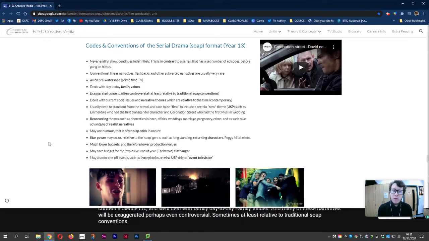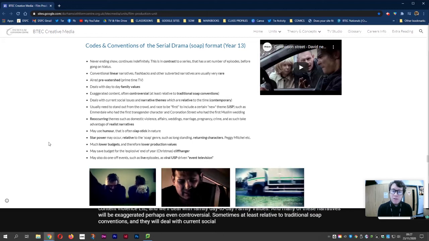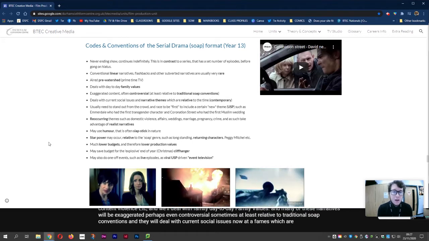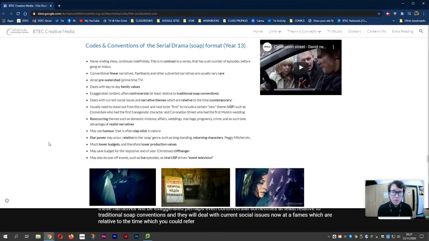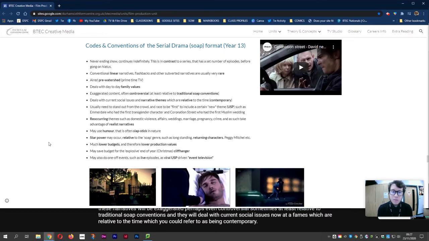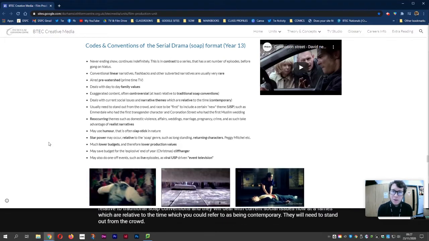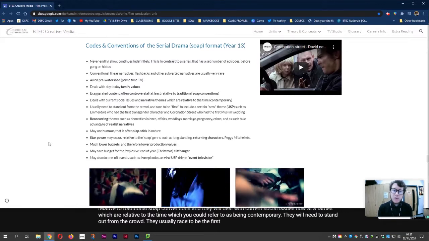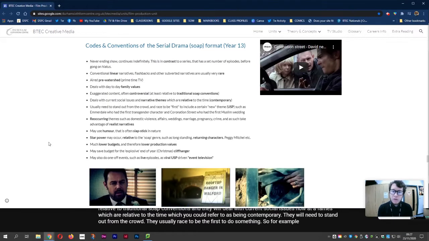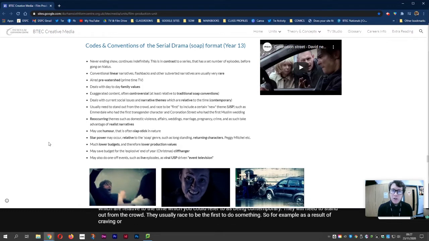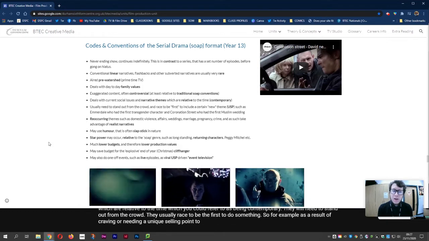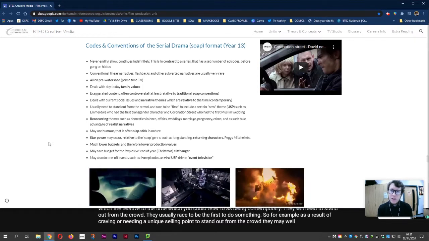They will deal with current social issues, narrative themes which are relative to the time, which you could refer to as being contemporary. They will need to stand out from the crowd. They usually race to be the first to do something. As a result of needing a unique selling point to stand out from the crowd, they may well be the first to do this or the first to do that.